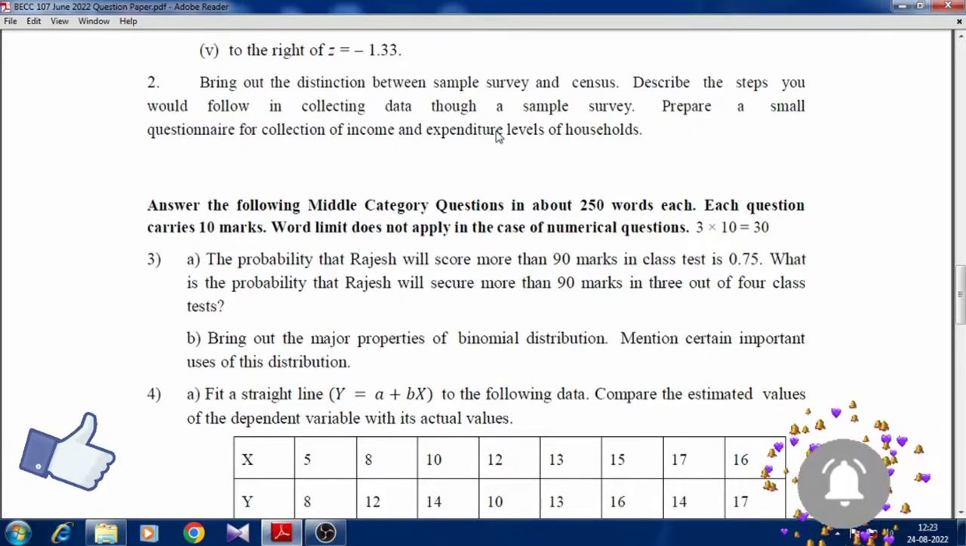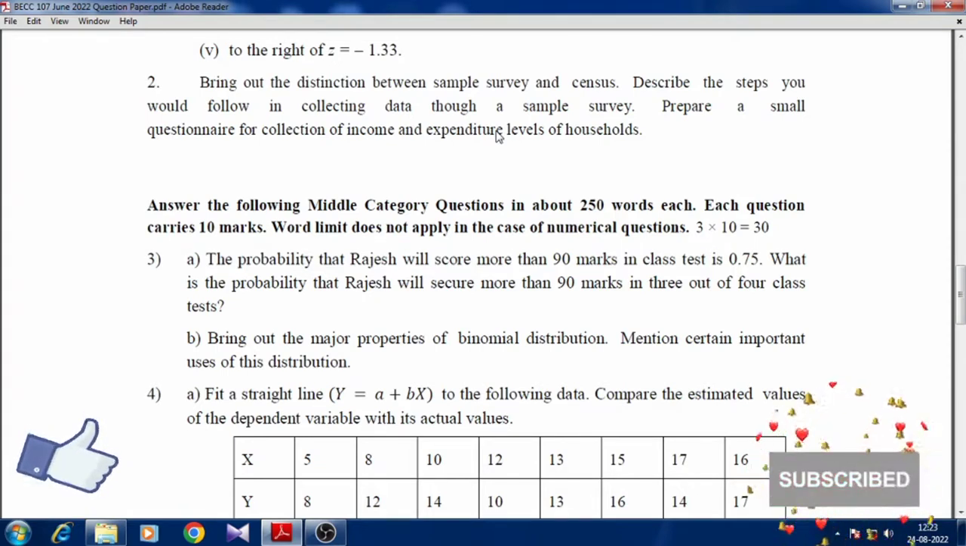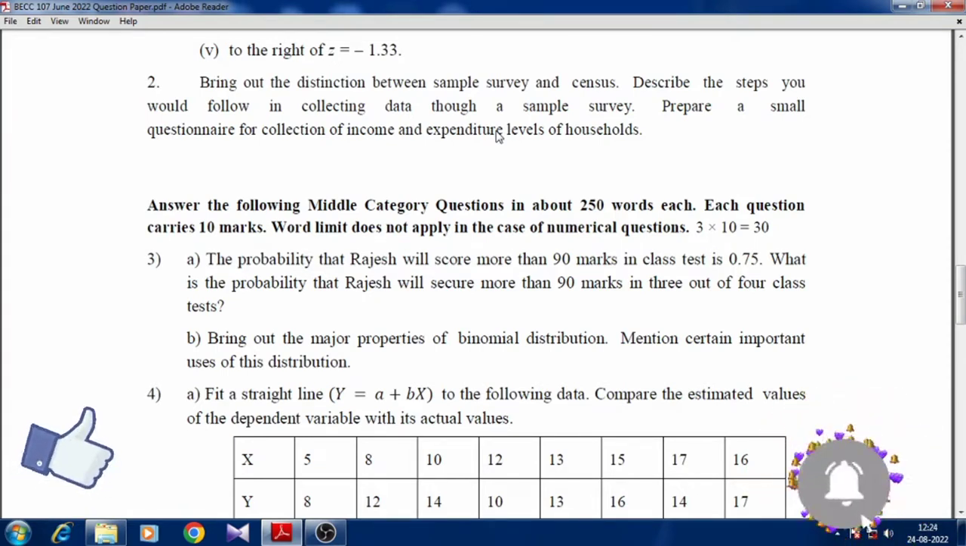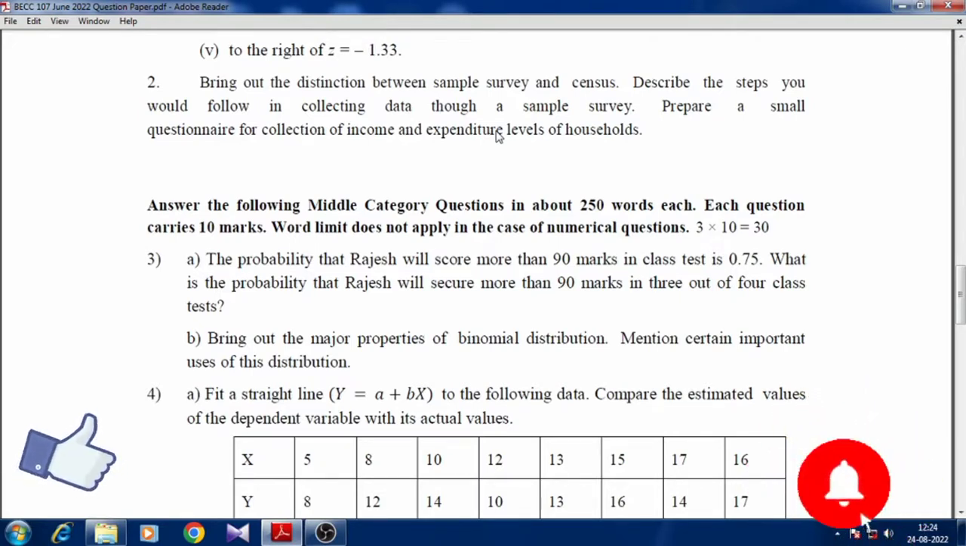The probability that Rajesh will score more than 90 marks in the class test is 0.75. What is the probability that Rajesh will score more than 90 marks in 3 out of 4 class tests? Bring out the major properties of binomial distribution. Mention certain important uses of the distribution.